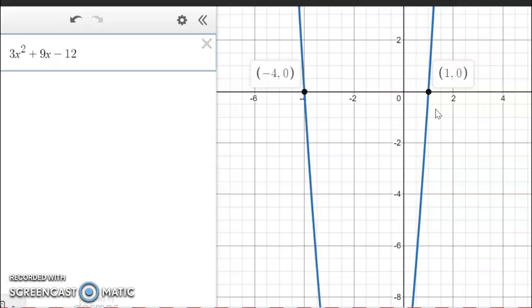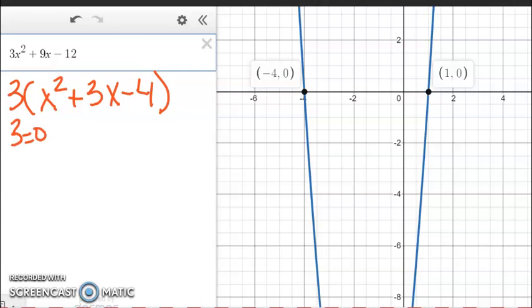So let's see if it'll let me. If I take out a 3, that's a GCF, I get this. Okay? Now, 3 equals 0 is not an answer. So that's not even part of my answer. But I'm going to factor this one. Different signs, a plus and a minus, and multiply to give me 4, but if I subtract, I get 3. And I need a +3. So that's going to be +4 minus 1 gives me 3.